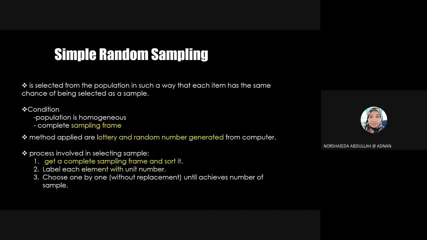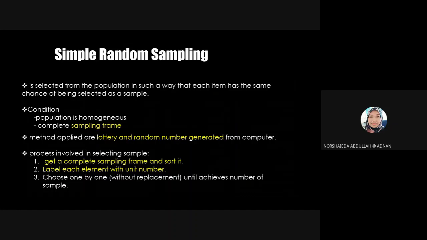So katalah population kita 1000 students, so nanti kita akan ada the list of 1000 students. Our sampling frame is the list of 1000 students, right? And then step 2, kita label each element with number. Okay, so kita label lah the student tu number 1 sampai number 1000, right?